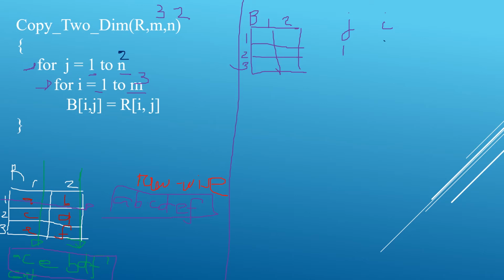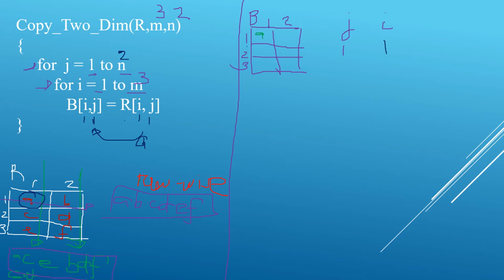So, i is 1. Here we have an assignment statement, B sub i sub j equals R sub i sub j. So, i is 1, j is 1, that will be assigned to B sub 1 sub 1, that means row 1, column 1. In R, row 1, column 1, we are referring to A. So A will be assigned to B, row 1, column 1.